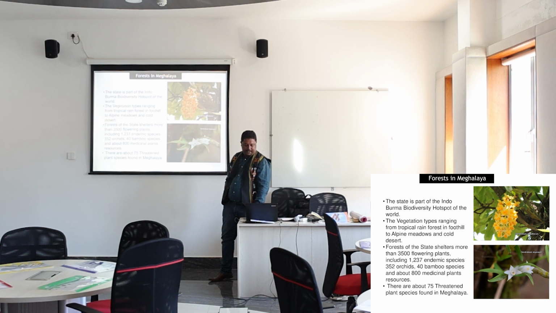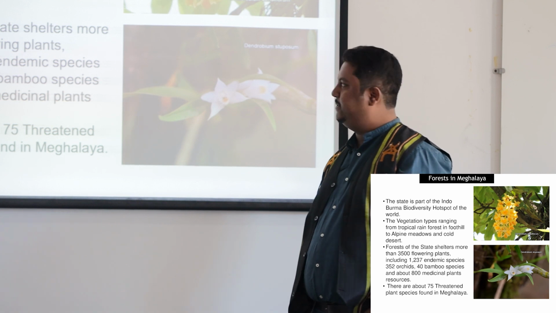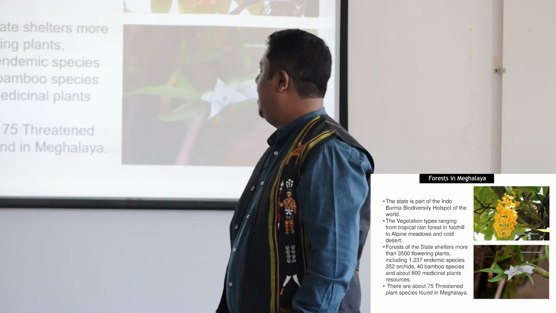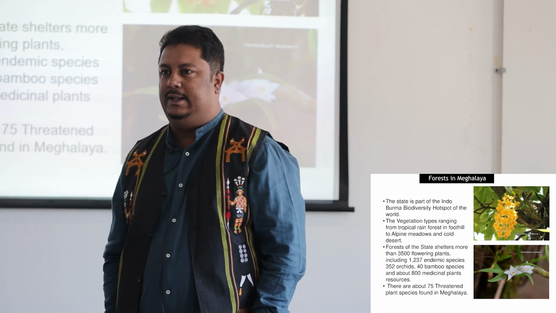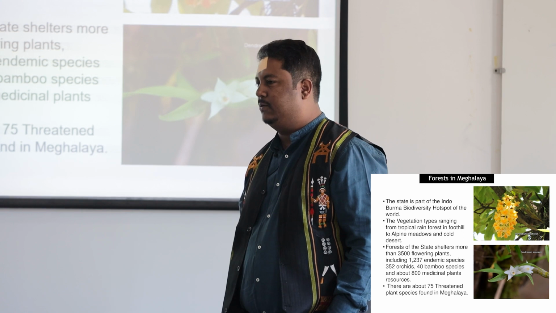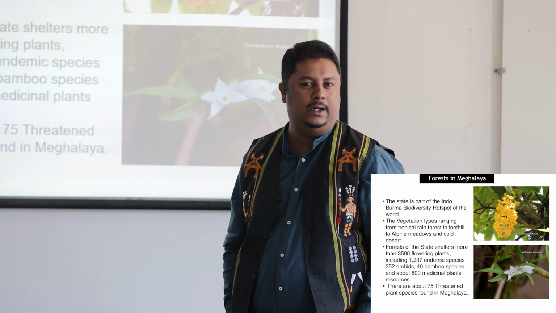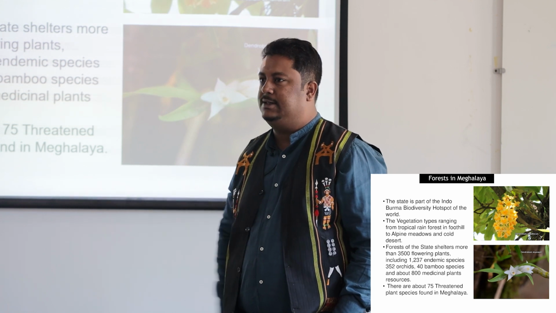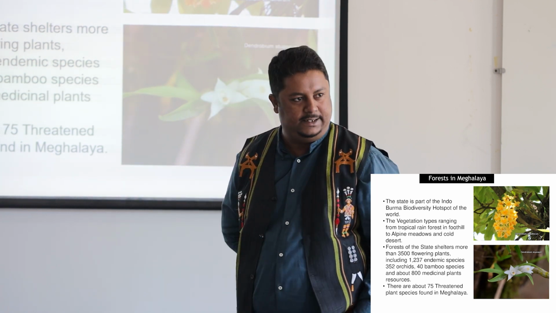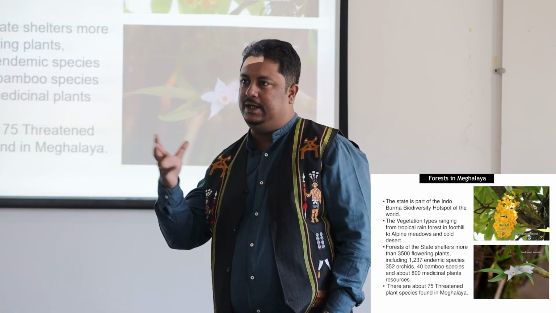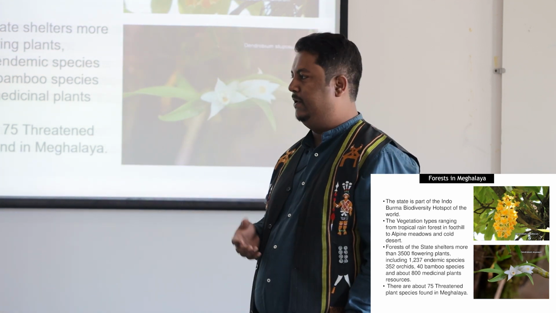The state is a part of the Indo-Burma biodiversity hotspot of the world. The vegetation types range from tropical rainforest in the foothills to alpine meadows and cold deserts. Well, that's a little bit controversial when we talk about cold deserts in Meghalaya, because the cold desert that we all know, can anybody tell me which are the most famous cold deserts in India? So that is why the cold deserts of Meghalaya do not actually represent the cold deserts that we have in northern India.